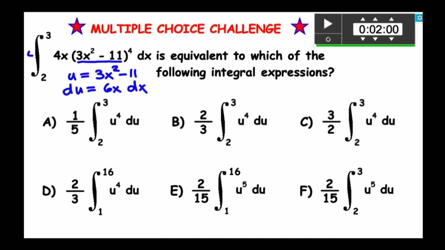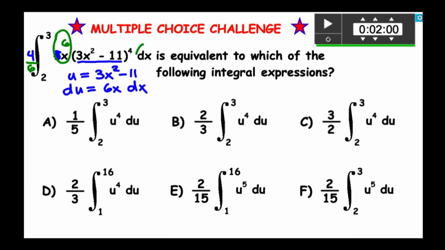I'll kick the 4 out. I like to play it safe. I'm going to give myself a 6. I'll divide by 6. So I've got the 4/6 up front. I like B and D with the 2/3. But who knows what it's going to end up being. Those might not be right.